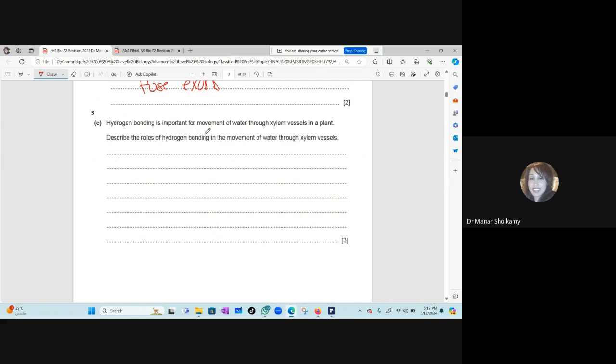Describe the role of hydrogen bonding in the movement of water through the xylem. Now, discuss the movement of the water up the xylem. They move up by adhesion, which is hydrogen bonds between the water molecules and the walls of the xylem, and by cohesion, which is hydrogen bonds between similar water molecules. Very good.